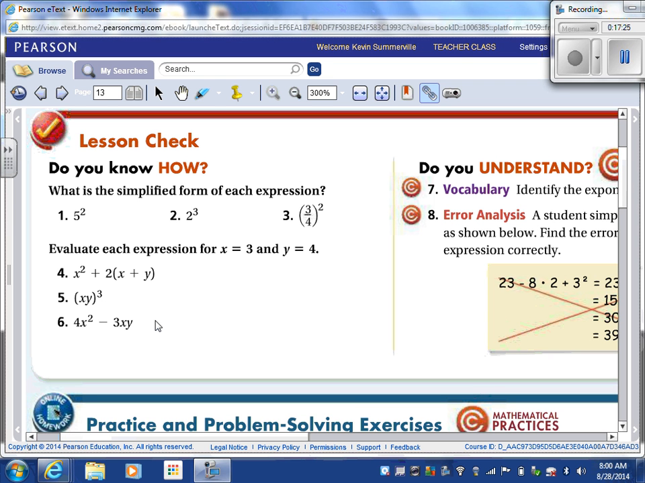So I'm going to rewrite this as 4 parentheses 3 squared minus 3 parentheses. Whenever I put a number in for a letter, I want to put parentheses next to it, so it looks like I'm multiplying, so I don't forget. So x is 3, parentheses, y is 4. Okay. So there is my answer.